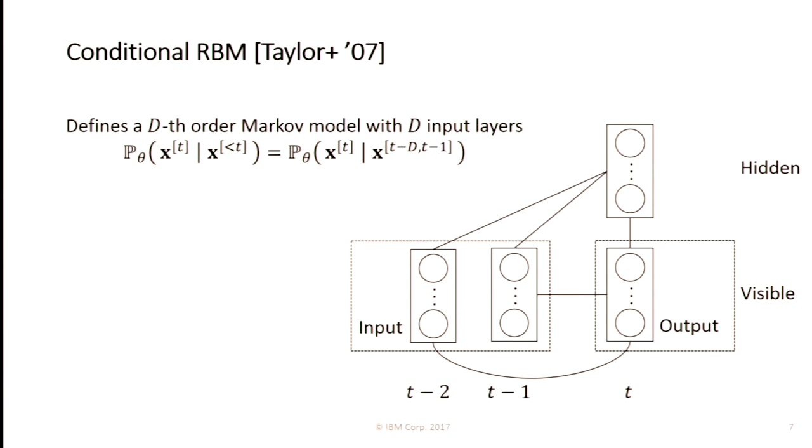Except that it is used for time series modeling, nothing is really special about this conditional RBM. It is just a conditional restricted Boltzmann machine. But when you have D layers in this input layer, you can represent some D-th order Markov model.